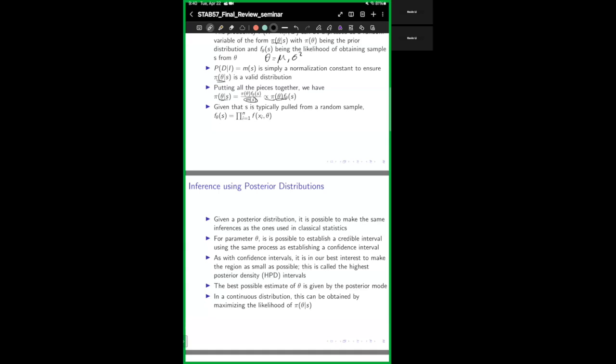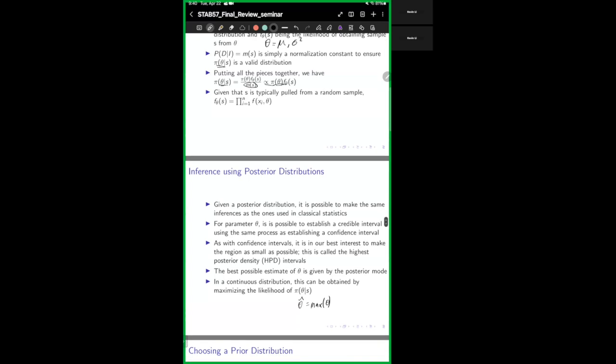The best possible estimate of theta is called the posterior mode, and this is the ideal estimate. So instead of establishing a confidence interval, if we wanted to pick just one answer, we would pick theta hat, which is equal to the mode of theta, which is equal to the max of theta. For any continuous distribution, this can be obtained by maximizing the likelihood of pi theta given S using maximum likelihood estimates.